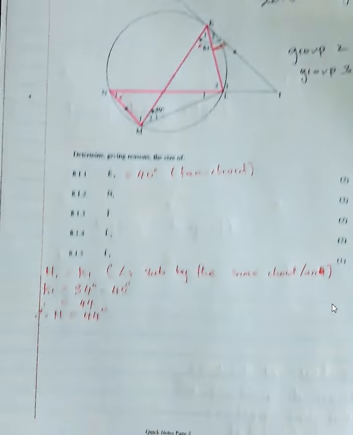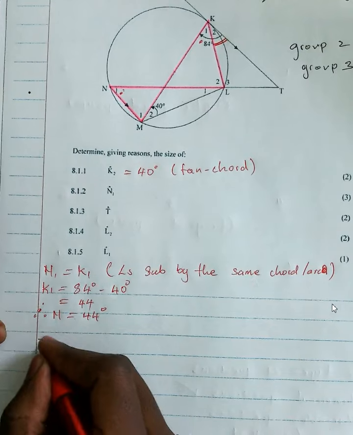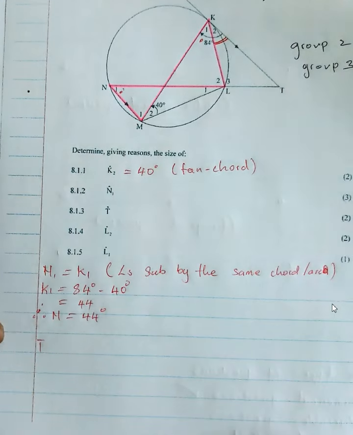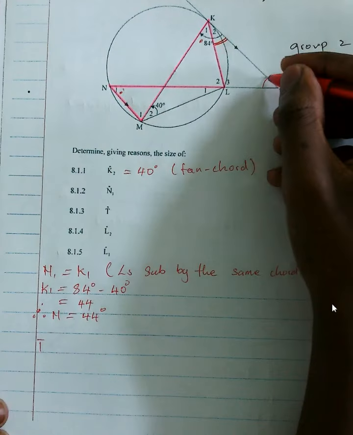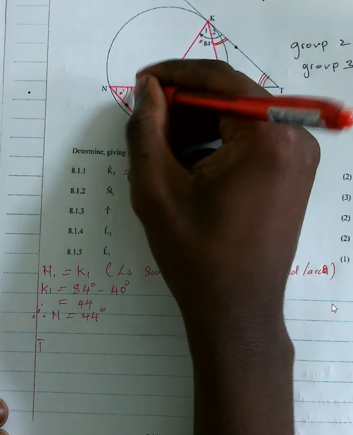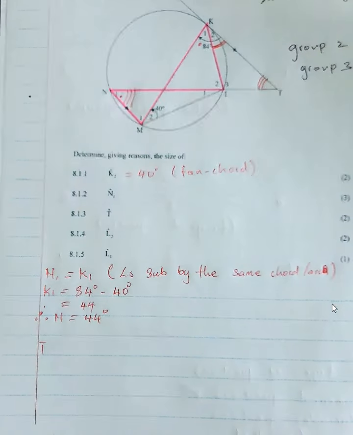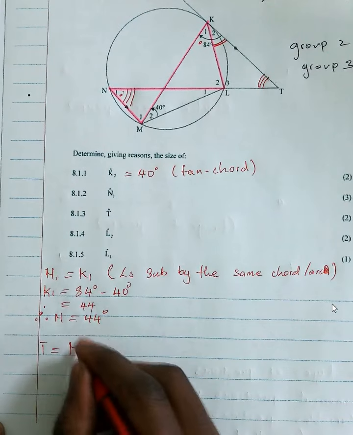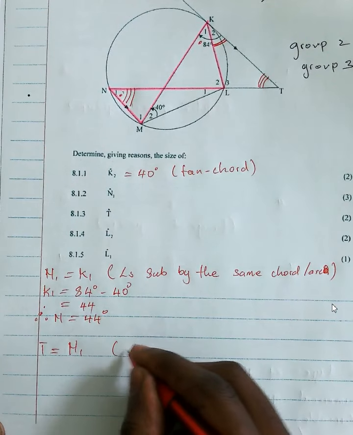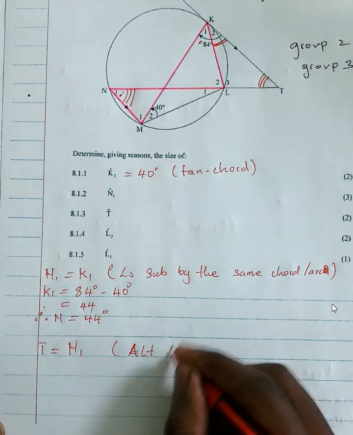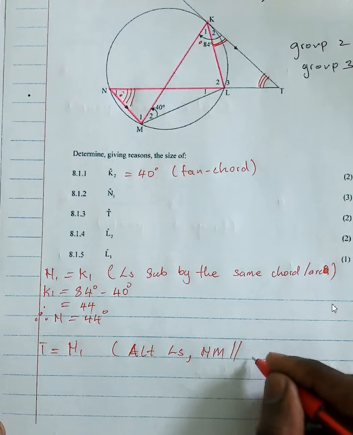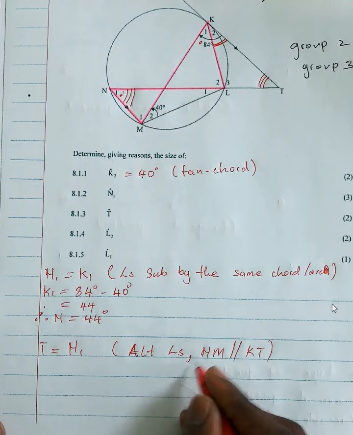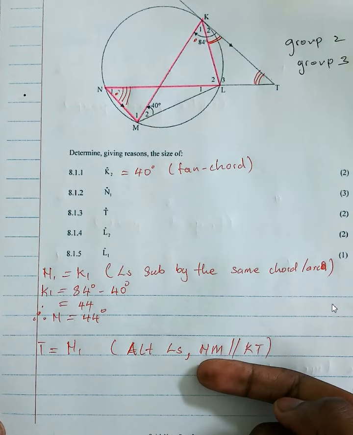And then we move on to T. Where can I find the T? T is found outside the circle. Yes. So we are going to say T will be alternating with N because we have parallel lines. Therefore, T is the same as N1. And then you say alternating angles, and you need to specify which angles are alternating. If you just say alternating angles and then don't tell me which lines are alternate, which lines are parallel, you're going to lose a mark for your reason.